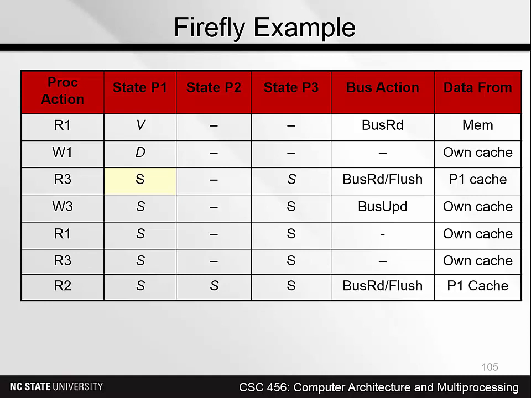The first difference we notice from Dragon is that when P3 reads the line, it goes into state S, not into a special SM state. After P3 writes the line, it stays in state S instead of going into SM. And when a cache-to-cache transfer takes place, the data doesn't necessarily come from the last cache to write the line. This completes our consideration of the Firefly protocol.